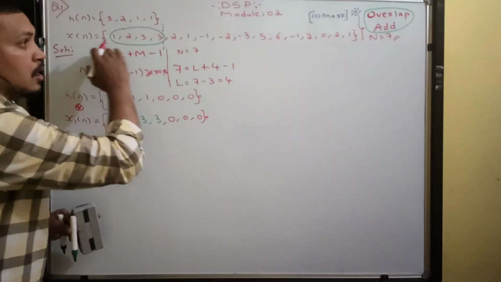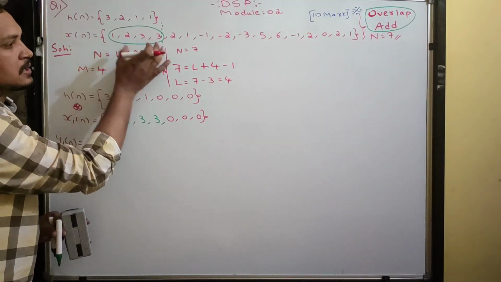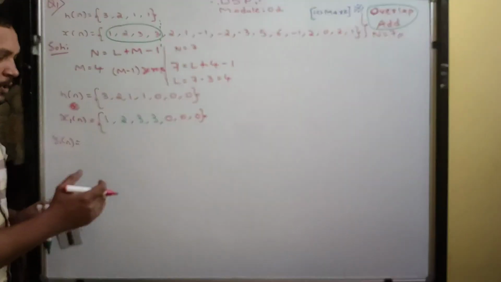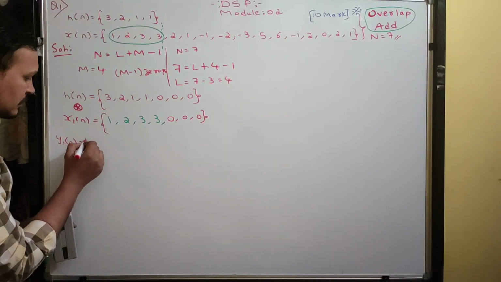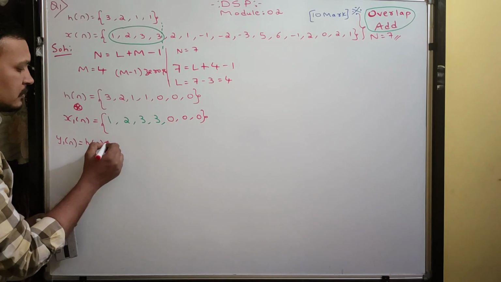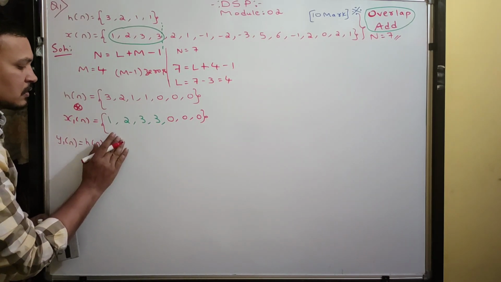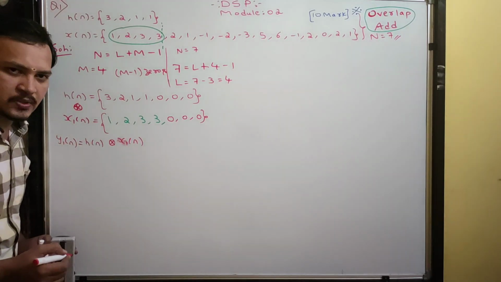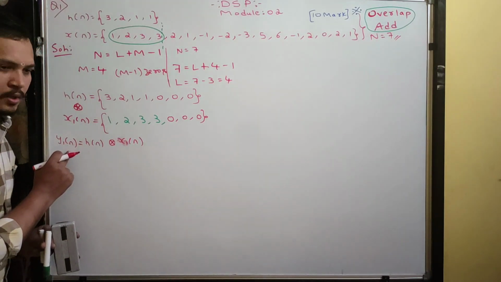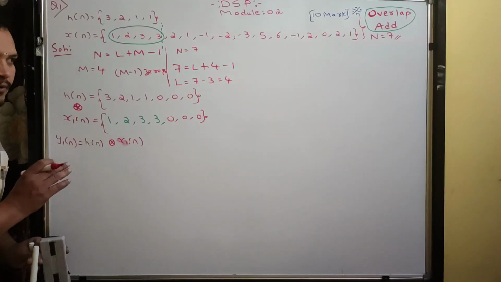Okay. In this long input, I have taken only selected samples. For that, I am doing it part by part. So y1 of n is nothing but the circular convolution of x1 of n and h of n. You should convolve these two, and you will get one output. Got it? That is your y1 of n.